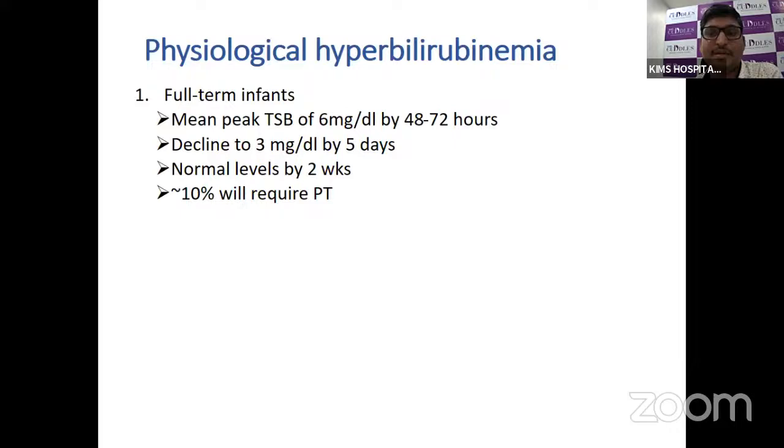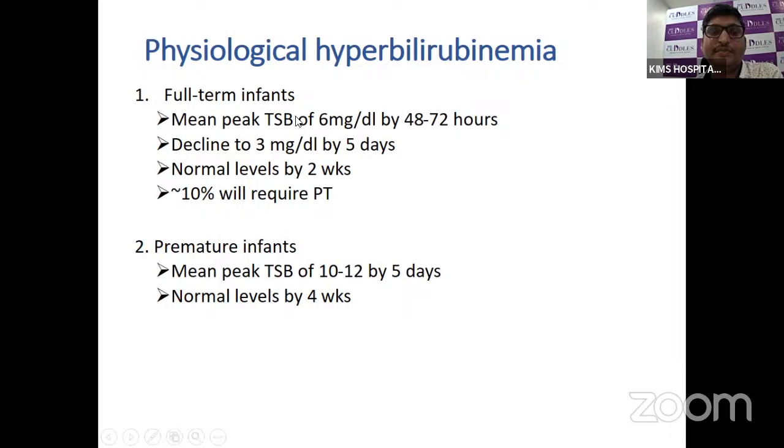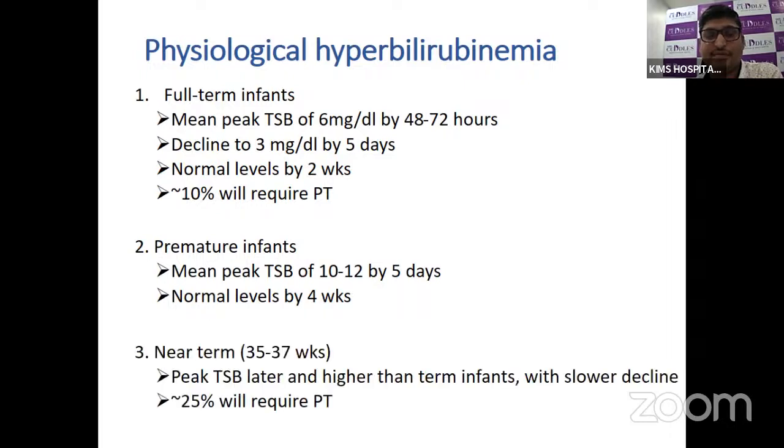Physiological hyperbilirubinemia we have already looked at in the etiological factors. Mean PTSB at 48 to 76 hours can rise maximum up to 10 to 12 milligram per deciliter and start declining by 5 days of life. In neonates it can persist to 2 to 3 weeks as well. Only about 10% of it requires phototherapy. In premature infants, it can peak by 10 to 12 days, and it normalizes by 3 to 4 weeks.